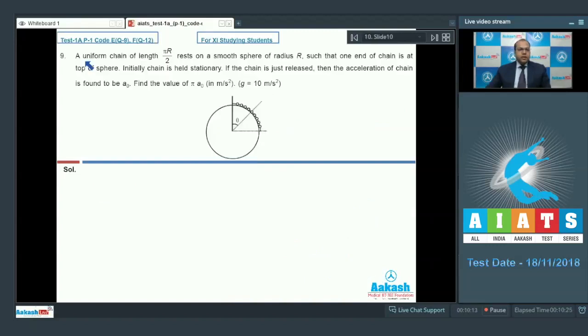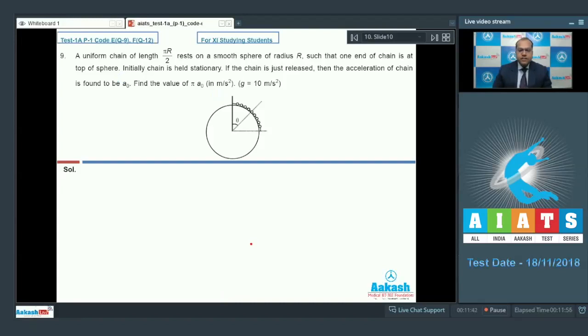In question number 9, a uniform chain of length pi r by 2 rests on a smooth sphere of radius r such that one end of the chain is at the top of the sphere. Initially, the chain is held stationary. If the chain is just released, then the acceleration of the chain is found to be a naught. Find the value of pi a naught in meter per second square.